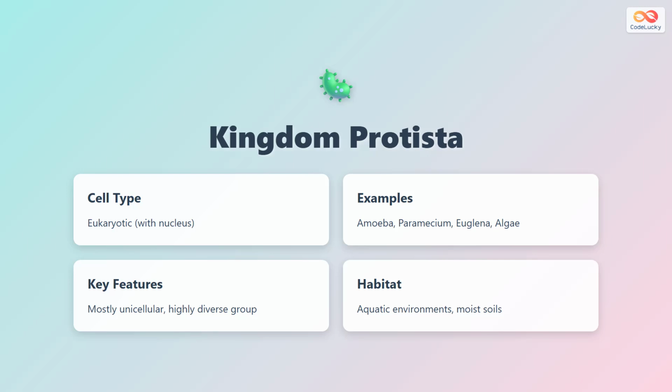Protists are primarily found in aquatic environments such as ponds, lakes, and oceans, as well as in moist soil. This kingdom is sometimes called a catch-all group because it includes organisms that do not fit neatly into the other eukaryotic kingdoms.